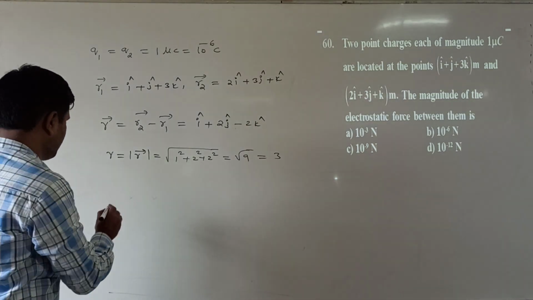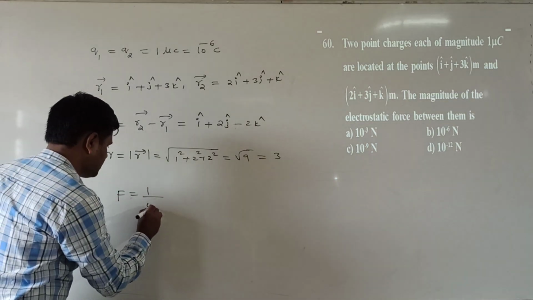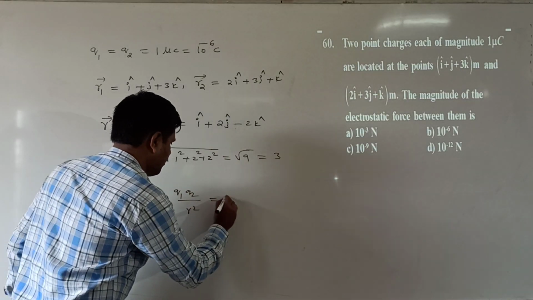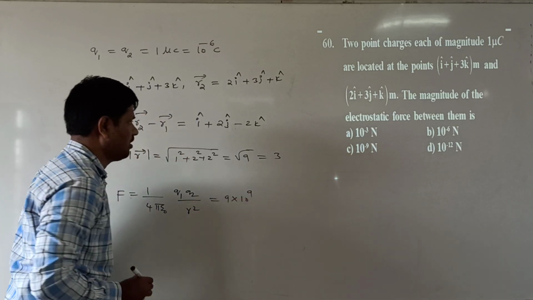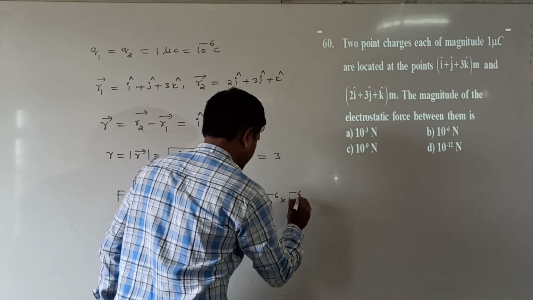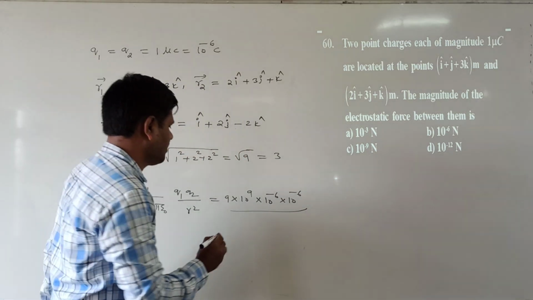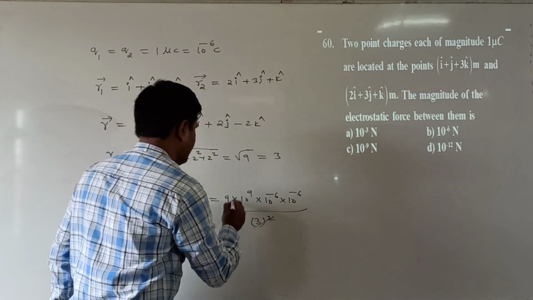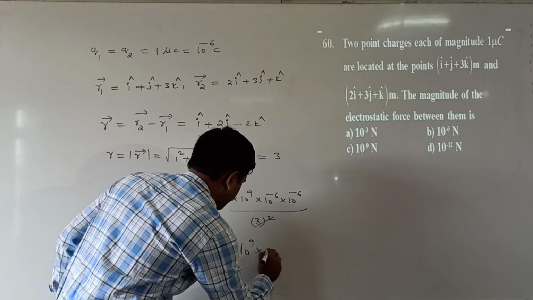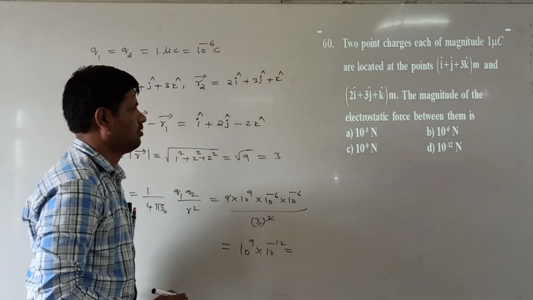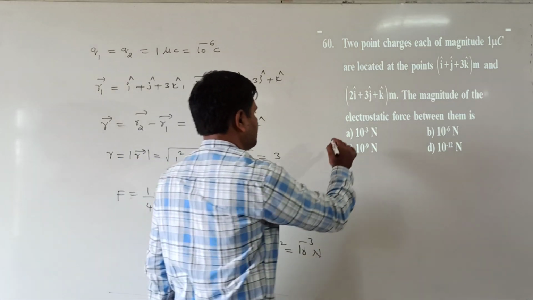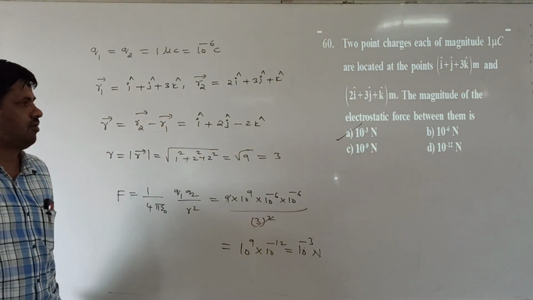Now find the force here. The magnitude of the force is equal to 1 by 4 pi epsilon naught times q1 q2 by r square. 1 by 4 pi epsilon naught is 9 into 10 power of 9. Both charges are 10 power of minus 6, so 10 power of minus 6 into 10 power of minus 6 by r square. r square is equal to 3 square, which is 9, and it gets cancelled. So 10 power of 9 into 10 power of minus 12 gives 10 power of minus 3 newtons. Which option is correct here? A option is correct. Okay, thank you.